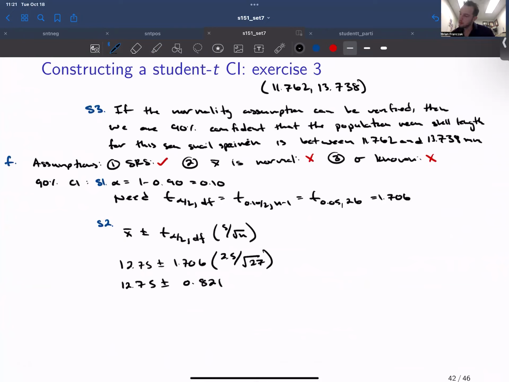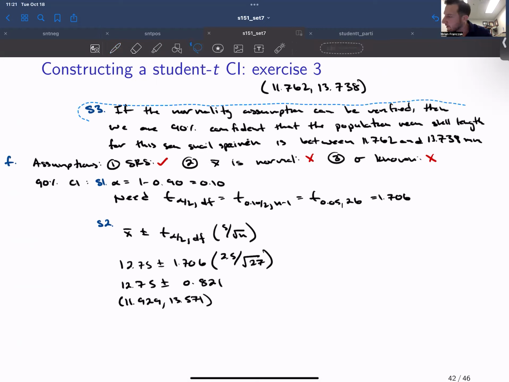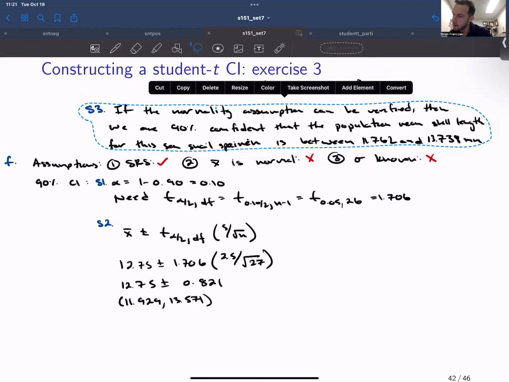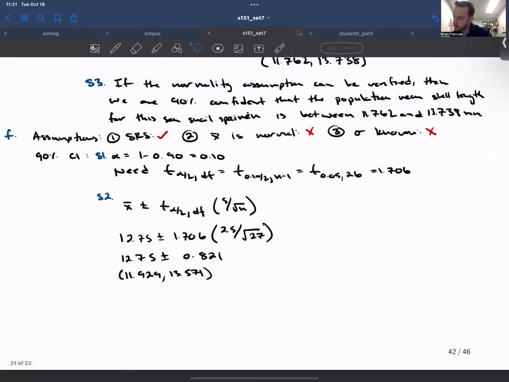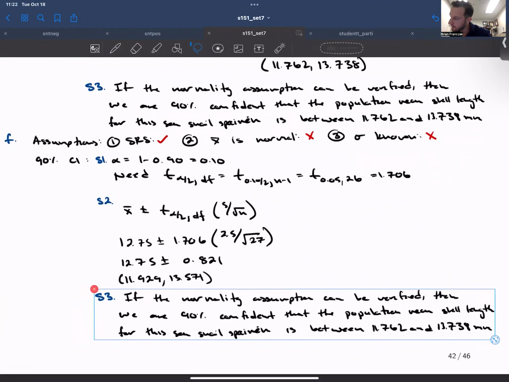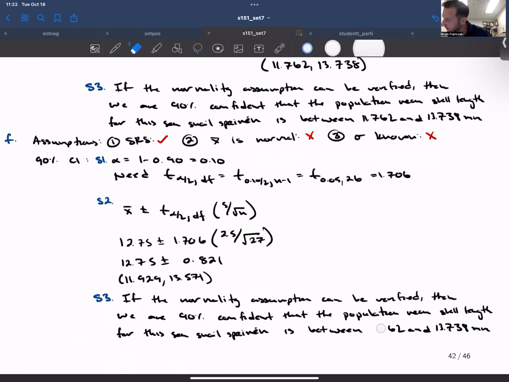Right. So that's 11.929 to 13.571. All right, and then again, we're going to have the exact same conclusion we had above. The fact that it's a T interval versus a normal interval doesn't change the conclusion. And in this case, we still don't have that normality for X bar, so we still have this caveat here. But what does change in this case are simply the bounds that we measure in between.